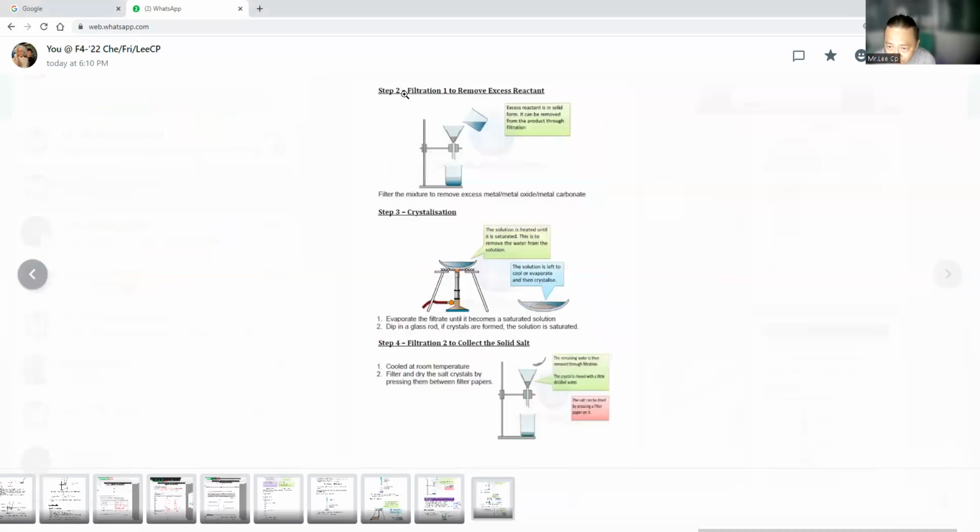After that, you do the first step already: filtration, to remove the excess reactant, because just now you added too much iron oxide powder. So you want to remove it, leaving the mixture here. Now you heat it for crystallization, right? Then you do the filtration again, the second time, to collect the solid salt. Let it cool at room temperature and dry it using filter paper, right? So this is what you should do for the whole experiment.